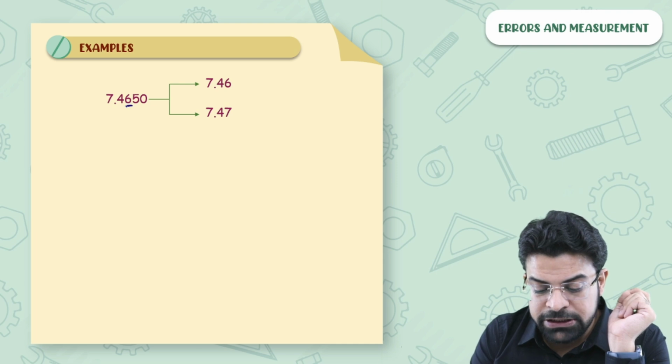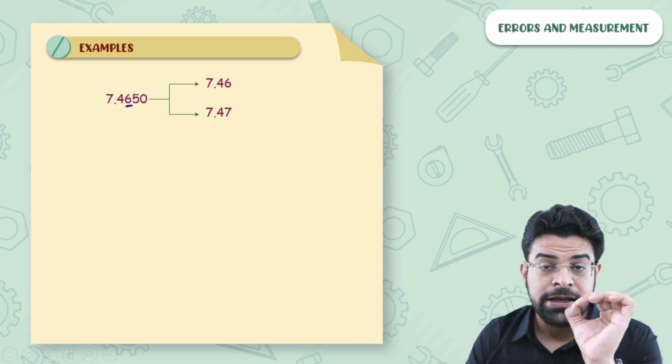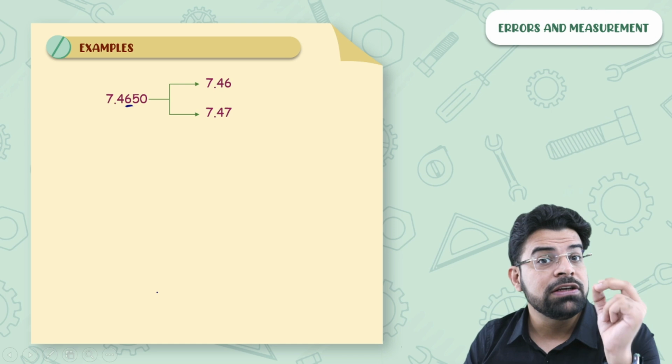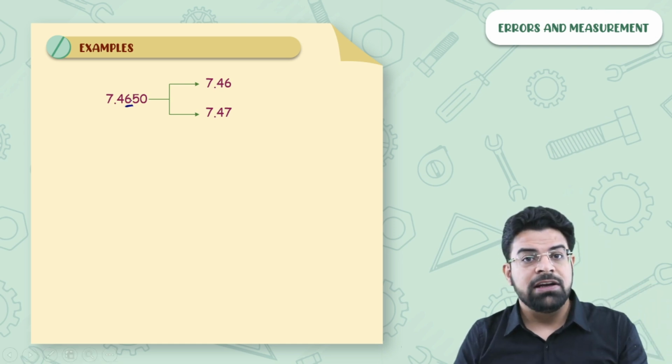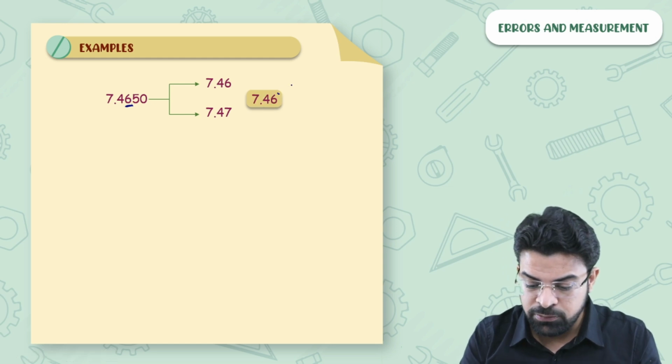If the number preceding 5 is even, leave it as it is. And if it is odd, add 1 to it. Since 6 is even, we will leave it as it is and the answer will be 7.46.